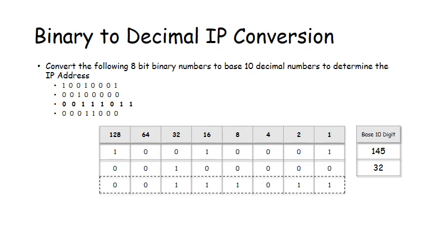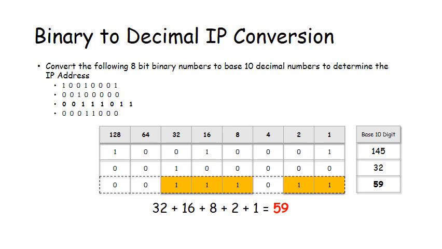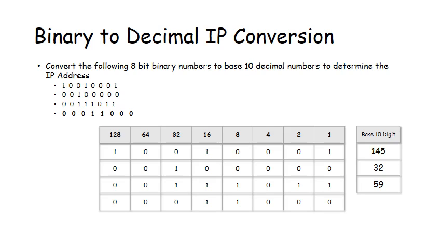Now let's put the next number into the table. Sum up all the columns with 1s. So 32 plus 16 plus 8 plus 2 plus 1 is equal to 59. So this 8-bit sequence represents 59. And lastly, sum up all the columns with 1s, and the number is 16 plus 8, which is 24.